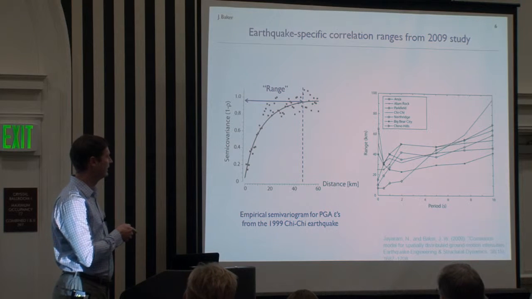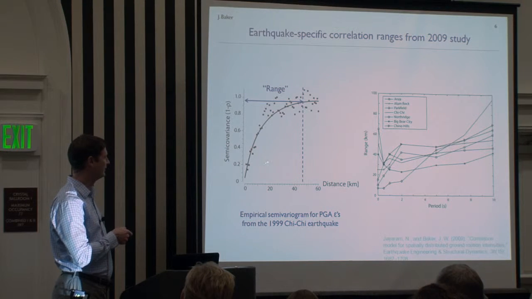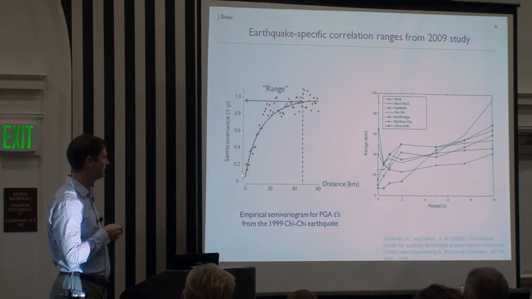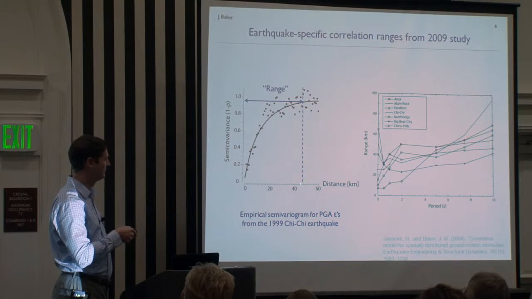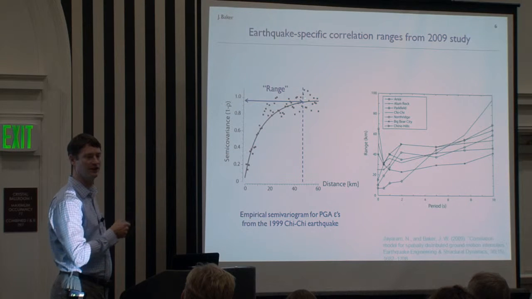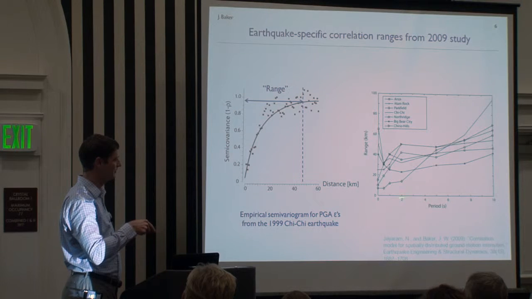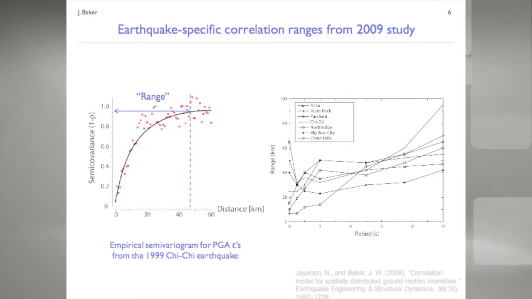So the thing I wanted to show you here is 1 minus the correlation coefficient with separation distance, and this is the PGA total within-event residuals from Chi-Chi. You go out to some distance, in this case about 50 kilometers, at which you've lost all your correlation. So that range is plotted over here versus the spectral period, with one line for each earthquake. Sorry, I just grabbed it quickly, so I don't have a color version. The one worth highlighting is Chi-Chi, which is the line with no symbol on it.